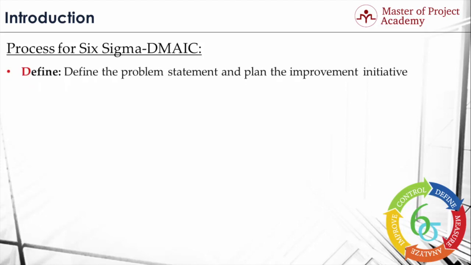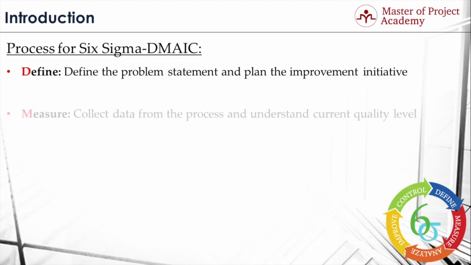The first phase is define. This phase aims to define the problem statement and plan the improvement initiative. This phase is all about defining the problem and the goals of the improvement activity. The most important goals are obtained from the customer. The description of the problem should include the pain felt by the customer and/or business, as well as how long the issue has existed. In this phase, the team answers the question, what is important to the business?